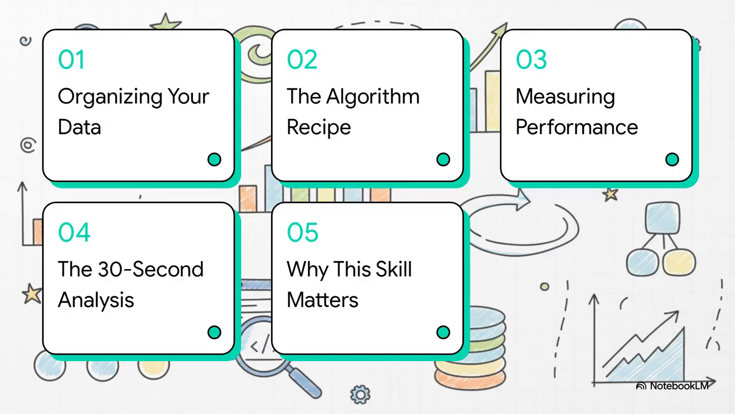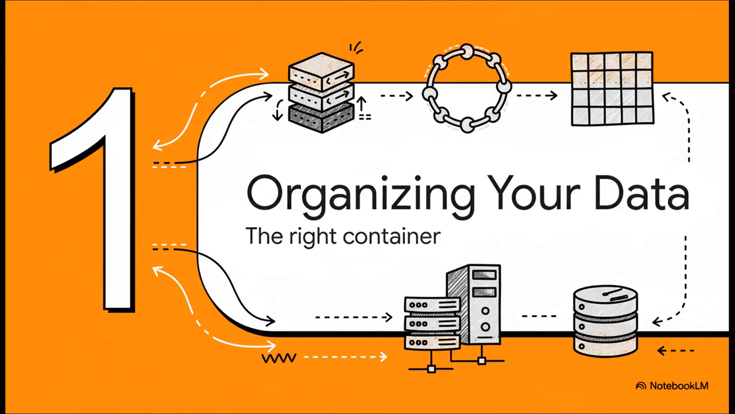So here's our game plan. First, we'll talk about organizing your data. Then we'll get into the recipe, the algorithm for using that data. After that, the main event, learning how to actually measure performance. This will lead us to a pretty cool new skill, analyzing code in just a few seconds. And finally, we'll wrap up with why this all really matters. Let's do it.